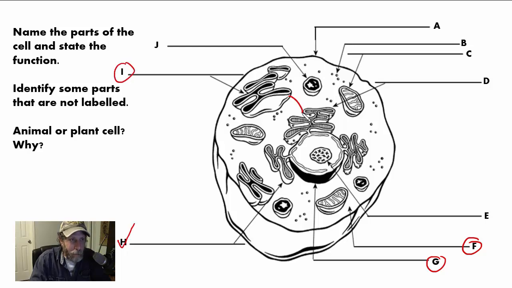Notice the similarity between these two organelles, and probably the best way to tell the difference is the fact that these ones have the ribosomes. Of course, this one doesn't, and they do look very similar. But because this one's attached to the nucleus and looks a little bit like a passageway, we're sticking with ER for these.